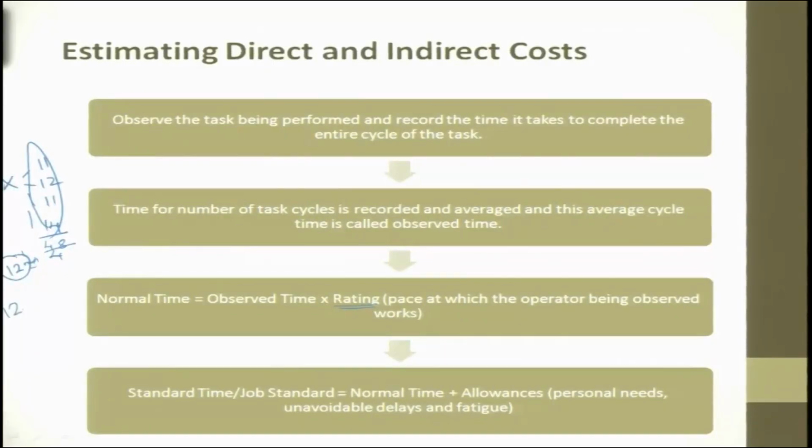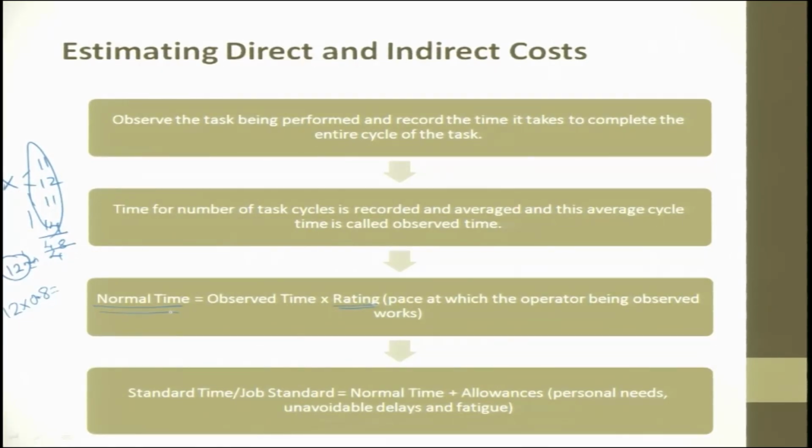So generally what we do is we take 12 minutes and then multiply it with a factor of 0.8. That means to say 80% of the time he will do it more focusedly. So 12 into 0.8 will be the normal time which is taken.